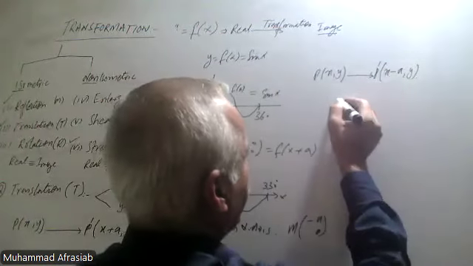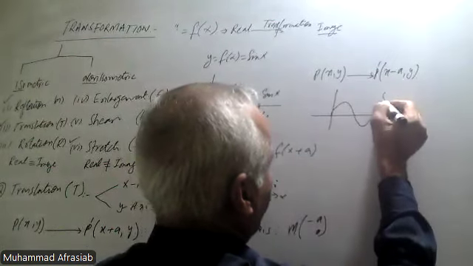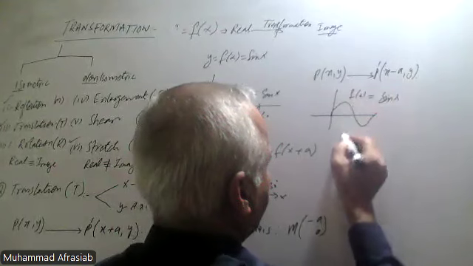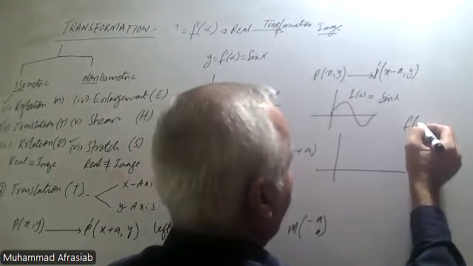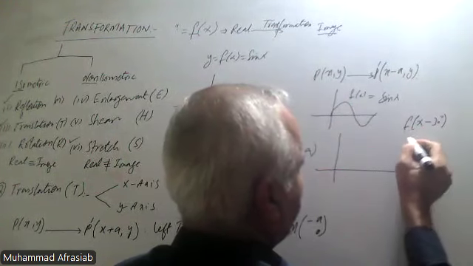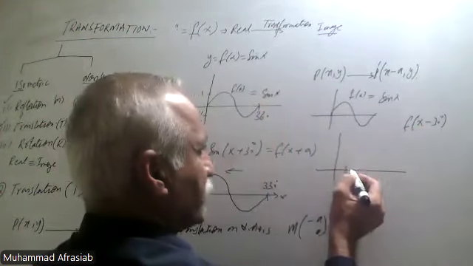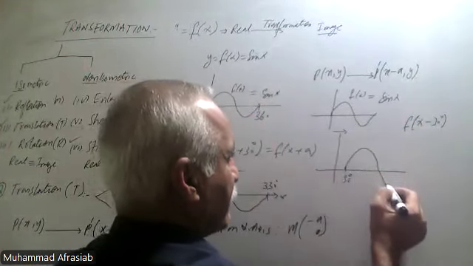So this means that if this is the original graph of sine of x, which is equal to f of x, then the graph of f of x minus 30 degree means it is going to be shifted 30 units towards the right side, and the graph will be like this.